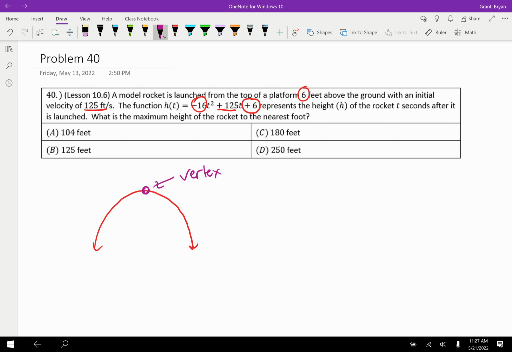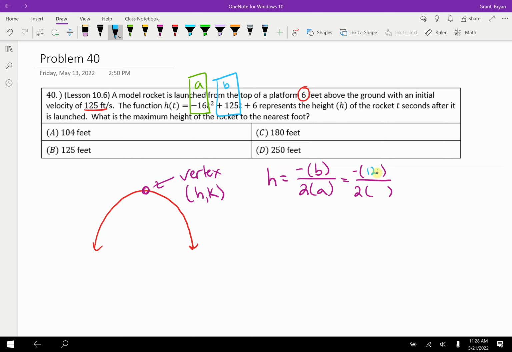So we've done this vertex trick several times, and I'll just remind you without going through the whole spiel. Our vertex has the form h comma k. The h value, if we are in standard form, is found by doing that part of the quadratic formula, negative b over 2 times a. So let's identify a and b really quickly. We know that a is, of course, this guy right here, and b is the next one in line, which is 125. This gives us negative b over 2 times a, where b is 125 and a is negative 16.